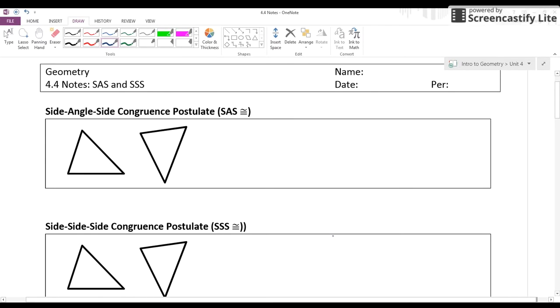All right, so let's learn some new postulates that'll make proving triangles congruent a lot easier. Instead of having to show 6 sides are congruent, or 3 pairs of angles and 3 pairs of sides are congruent, so all 6 things, we now narrow that down to 3. So we're going to do two postulates today, the side angle side congruence postulate and side side side congruence postulate. Let's actually write this down first, and then we'll look at what it looks like with the diagrams.